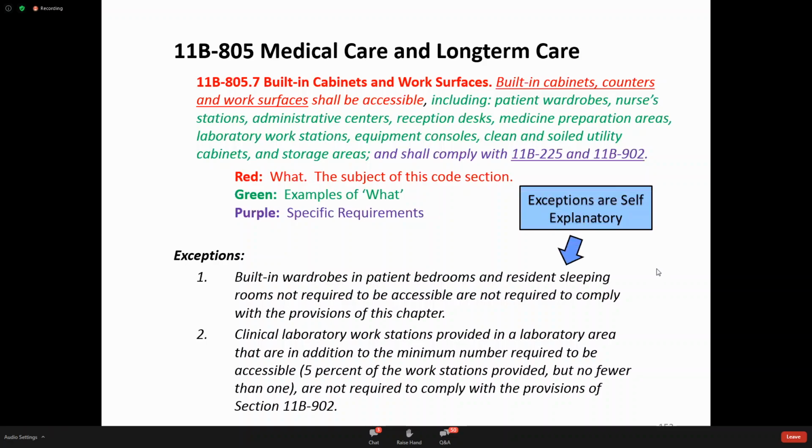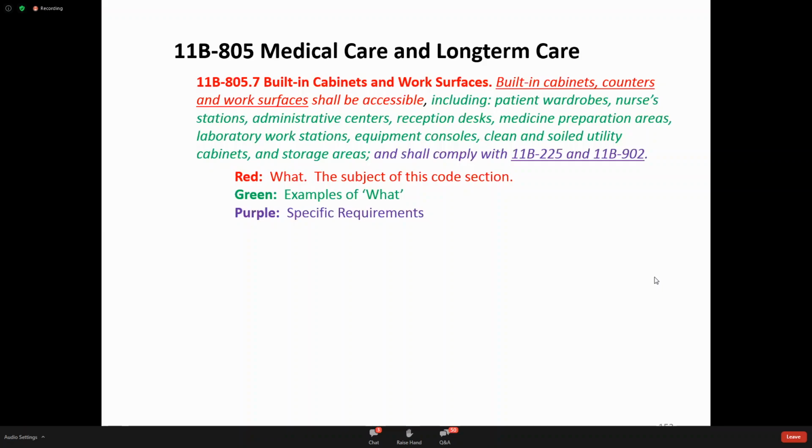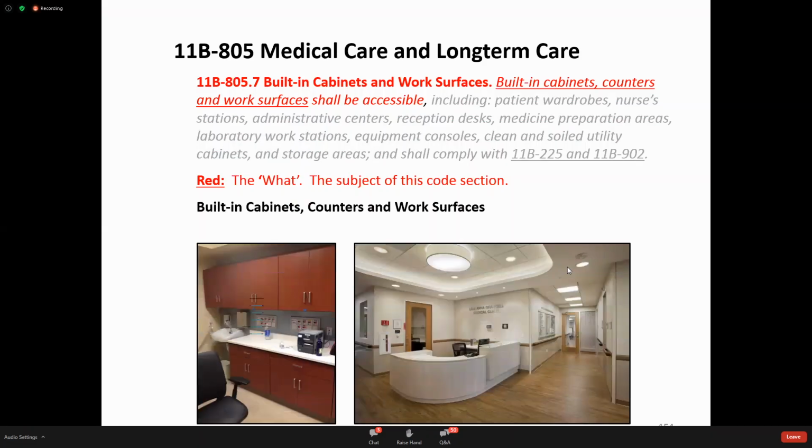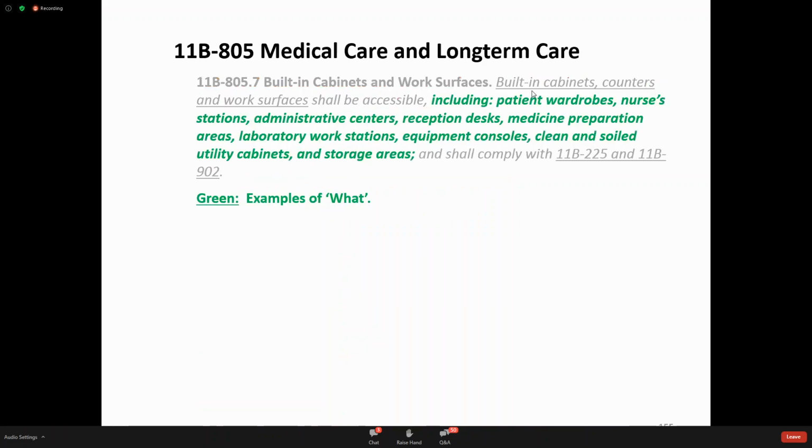The exceptions are kind of self-explanatory. So let's go through these one at a time. The subject of the code section is strictly built-in cabinets, counters, and work surfaces. They shall be accessible. The examples that I've got on screen, and we talked a little bit earlier about the cabinets, this is where that's going to come in, and I'll talk about that in a little more detail in just a moment. But that's the subject of this code section. The green are examples. That's all it is. It's kind of a laundry list.